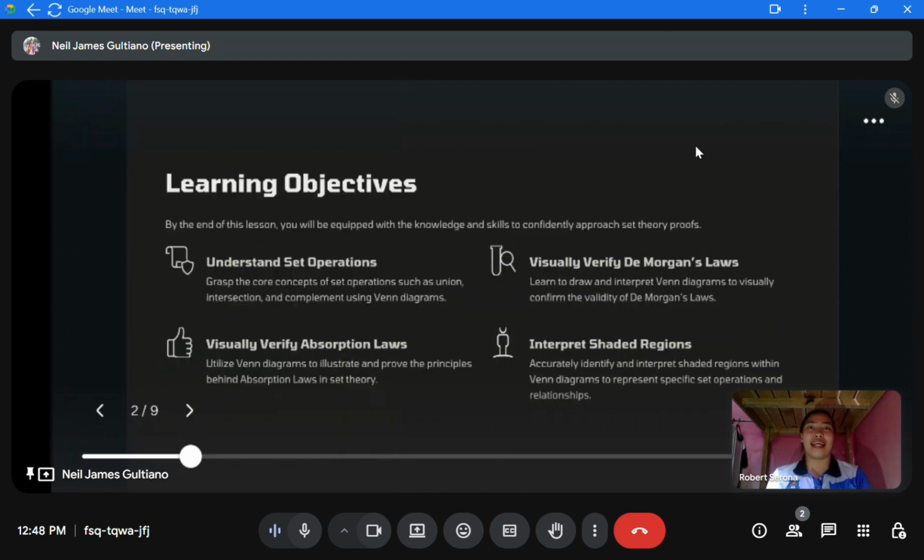By the end of the lesson, you should be able to, first, understand the basic set operations such as union, intersection, and complement using Venn diagrams. Second, visually verify De Morgan's law by comparing shaded regions. Third, illustrate and prove the absorption laws using Venn diagrams. And finally, interpret shaded regions accurately to match algebraic set expressions. These skills will help you approach set theory proofs with confidence and clarity.